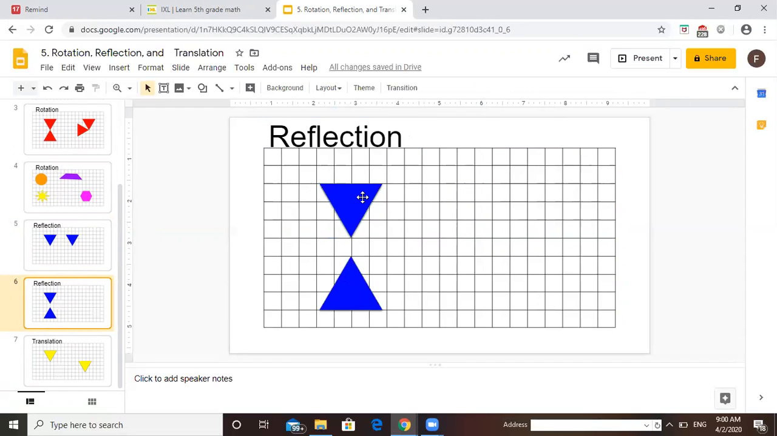This is the same triangle, but it's reflected across the horizontal axis. You can say x-axis. And you can see it's a mirror image. This point is right in front of this point.